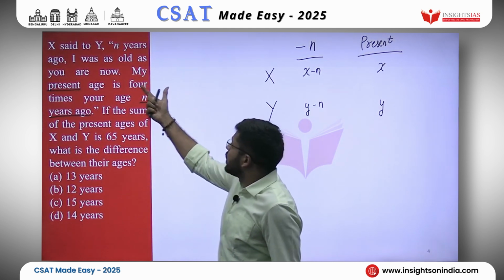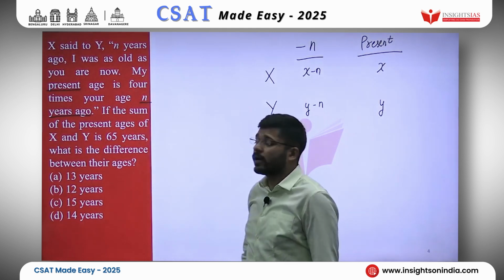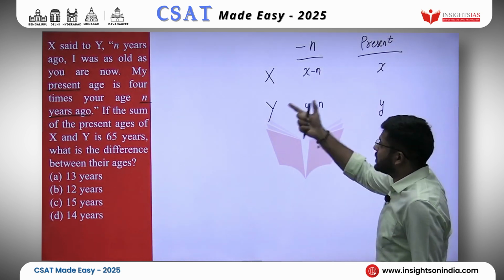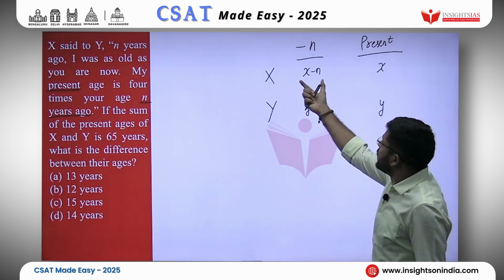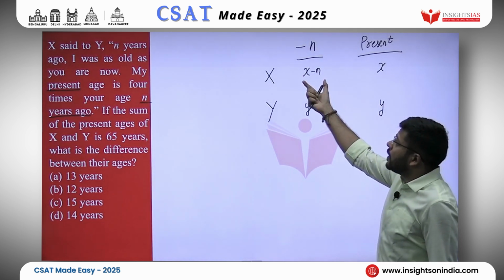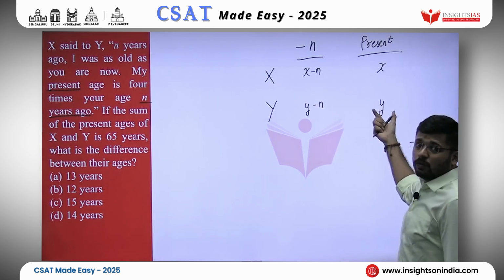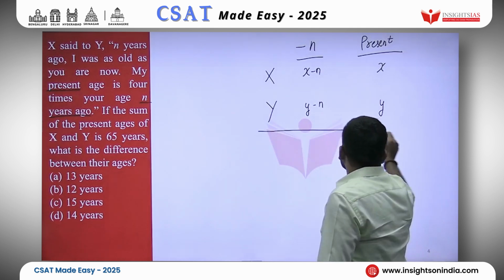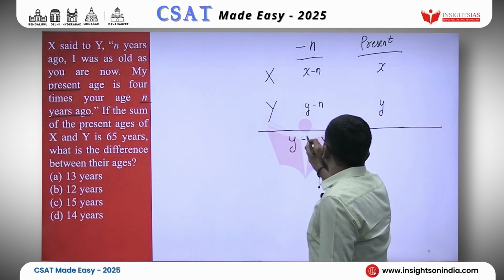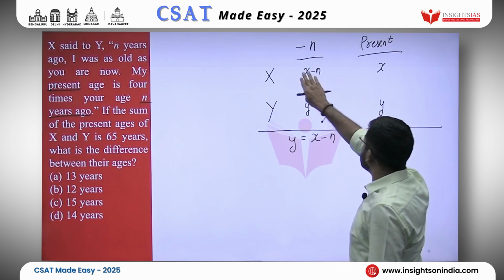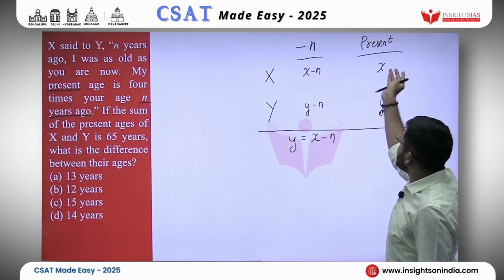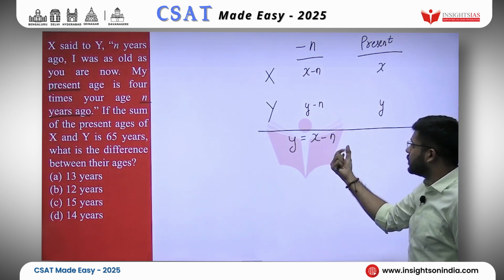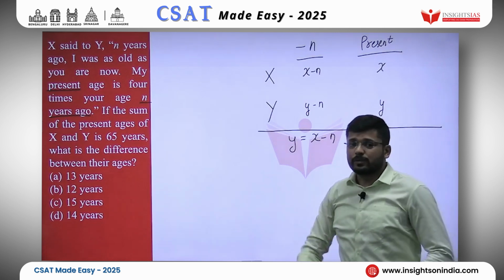N years ago I was as old as you are now. Who is saying this? X is saying this. X says that n years ago, that is x minus n, he was as old as Y is now. So it means that x minus n is equal to y, right? So we will write it as y is equal to x minus n.